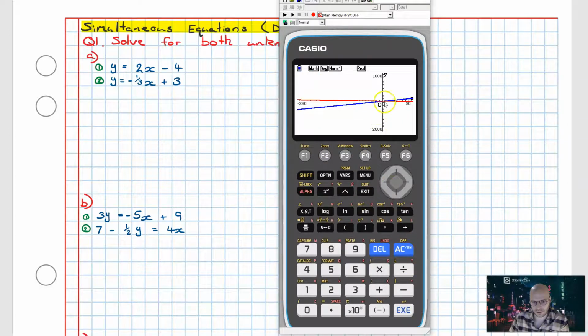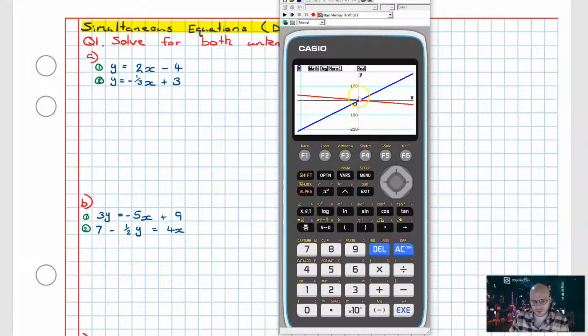Now what you can see is the intersection occurs here, so I'm going to go to zoom in, and I'm going to move it across to the intersection area. Then I'll go zoom and auto. And what you can see is it's focused in to show the detail of the intersection.